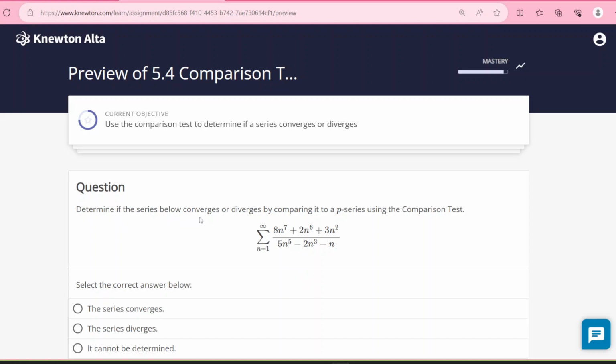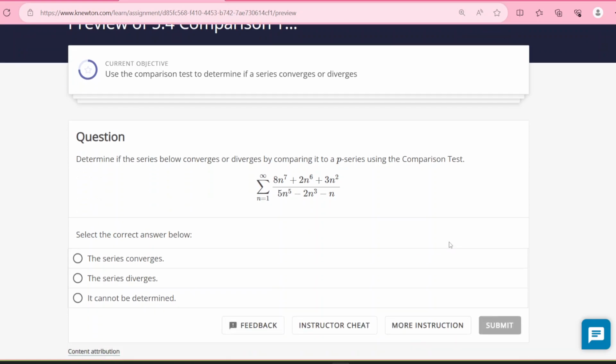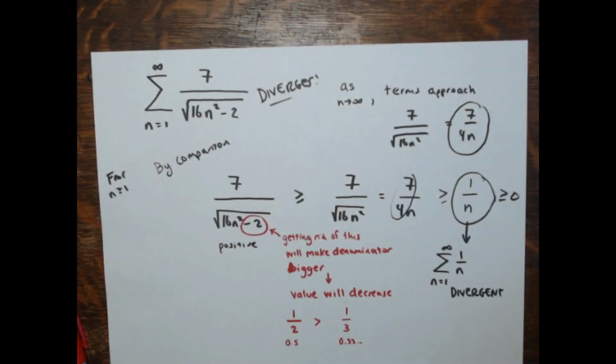So here, determine if the series below converges or diverges by comparing it to a p-series using the comparison test. Okay, well, it says use the comparison test. Honestly, I would do limit comparison here, because again, I think it's a lot easier. Now I'll try to show the direct comparison, but I'll show you a limit comparison first.